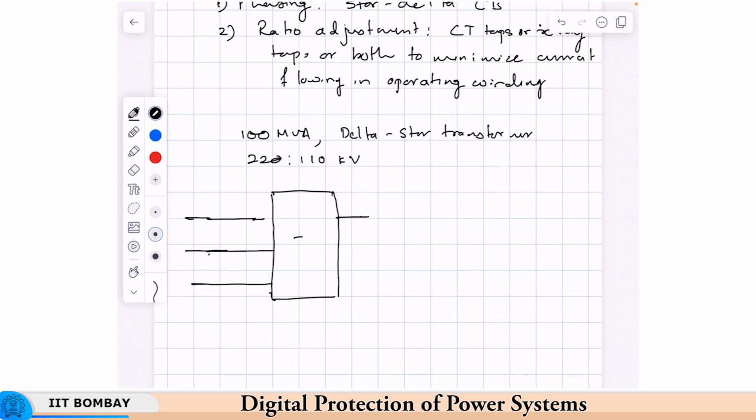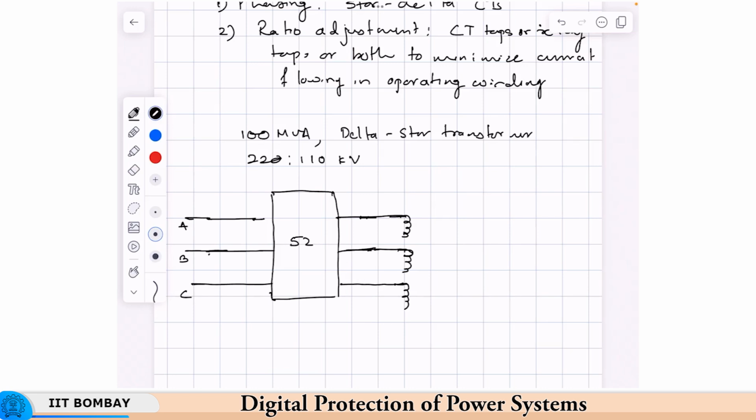Okay, so this is the 52. 52, if you remember, is the IEEE device number for a circuit breaker. So this is the A winding, the high voltage side, A, B, C. This is the A phase winding, this is the B phase winding, and this is the C phase winding.